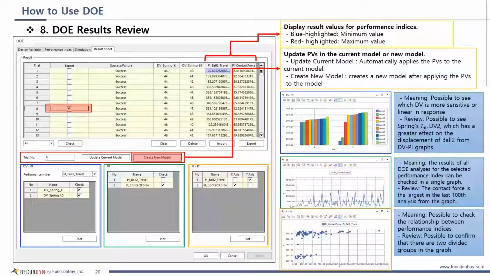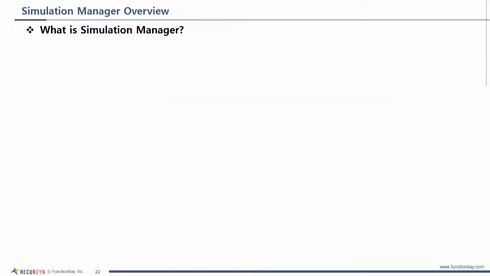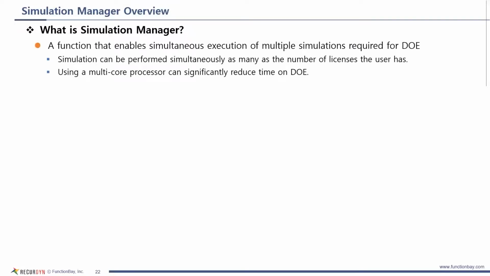In this chapter, we will focus on the overview and usage of a simulation manager. First, let me introduce you to the simulation manager. Briefly speaking, Simulation Manager enables running multiple simulations required for DOE simultaneously. Simulation can be performed simultaneously as many as the number of licenses the user has. In addition, using a multi-core processor can significantly reduce the time on DOE with the Simulation Manager.